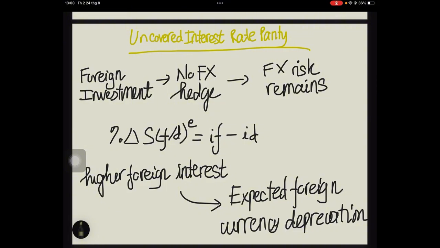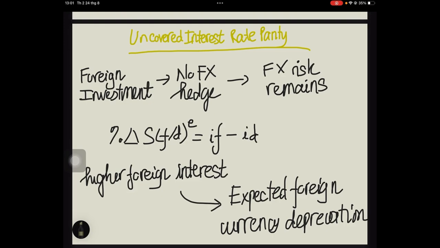Now let's remove the hedge. This gives us uncovered interest rate parity, or UIP. The word uncovered is the key. There is no forward contract protecting you from exchange rate movement. So now the investor is taking currency risk. The logic is a foreign investment with higher interest rate can still be expected to produce a similar return to a domestic investment if the foreign currency is expected to depreciate.